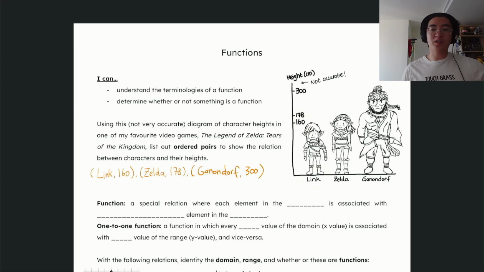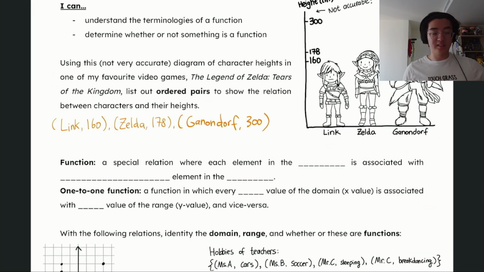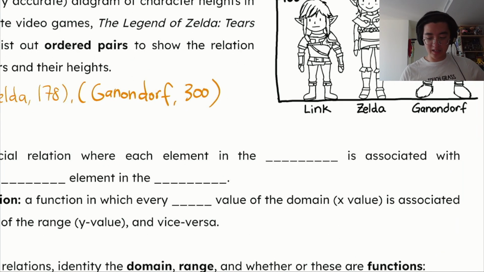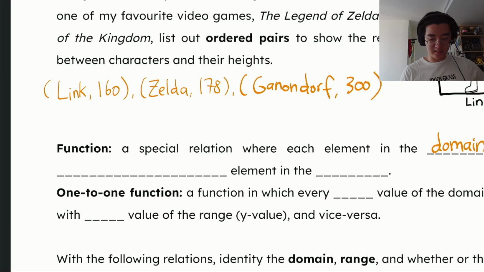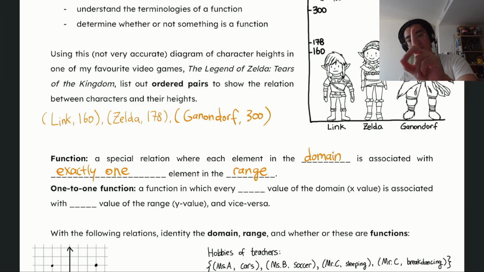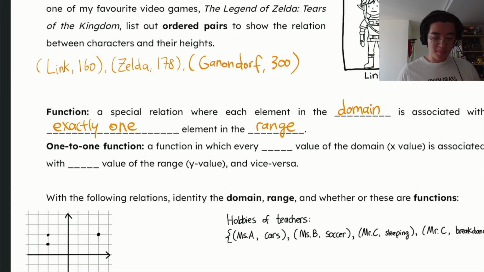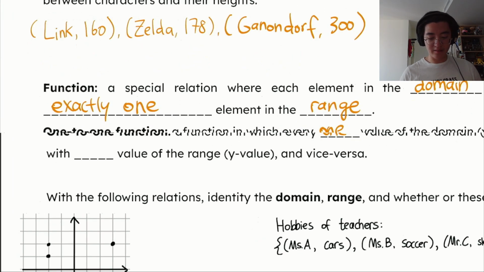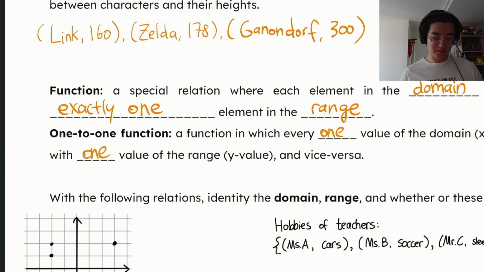Right, and now with ordered pairs, sometimes a relation can be considered a function. Now a function is a relation where each element in a domain is associated with exactly one element in a range. Right, so each x value is associated with only one y value. And then a one-to-one function is when every value of the domain is associated with only one value of the y or the range.